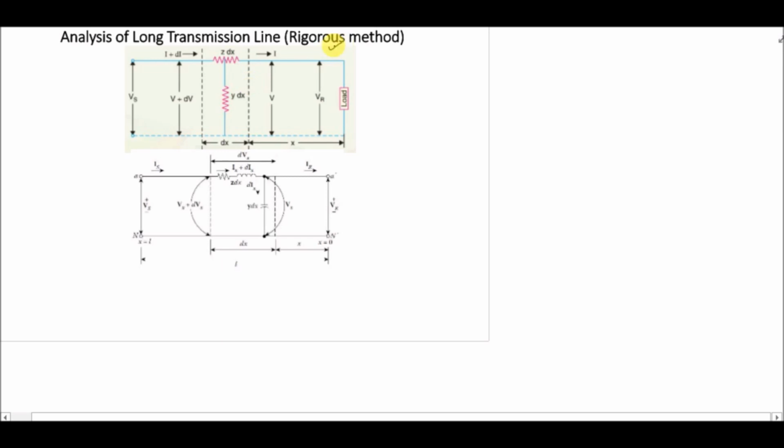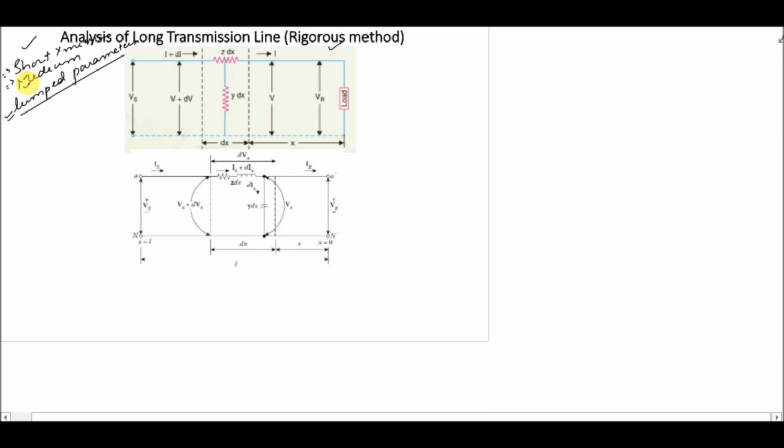In this lecture, we are going to study the analysis of long transmission line through regress method. If you remember from the last few lectures that I have given on the short transmission line model and medium transmission line model, what we were doing is that we were considering these resistance and reactances values as lumped parameters. Because the actual and the modeled results were not having much error, we were considering the lumped parameters in those models for the short transmission line and the medium transmission line.